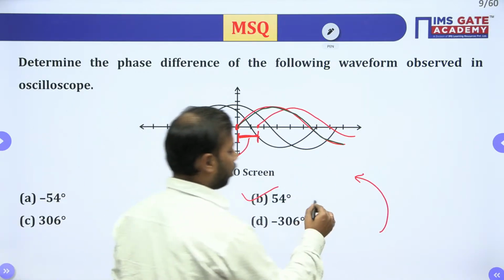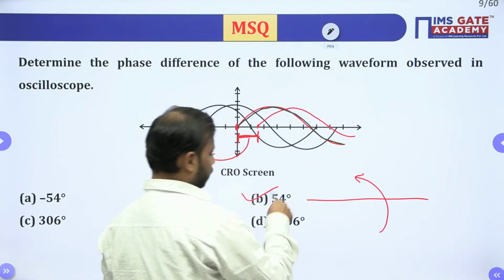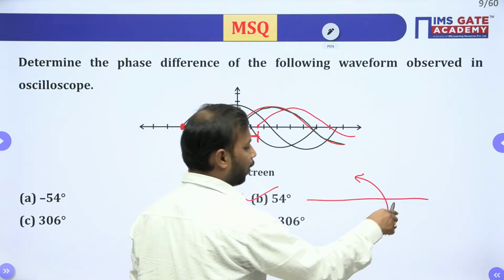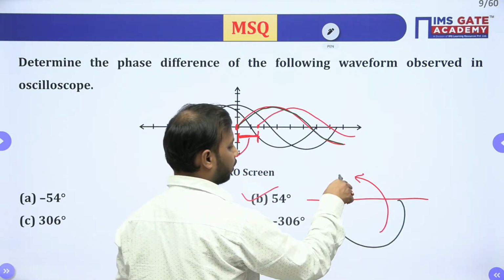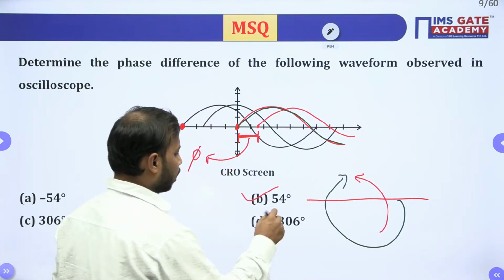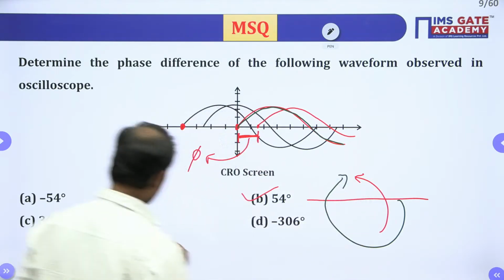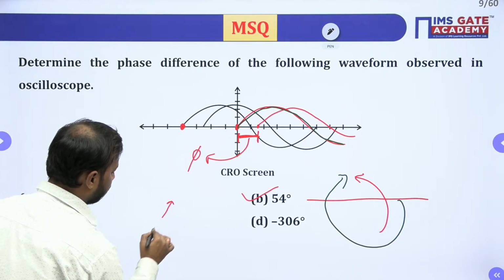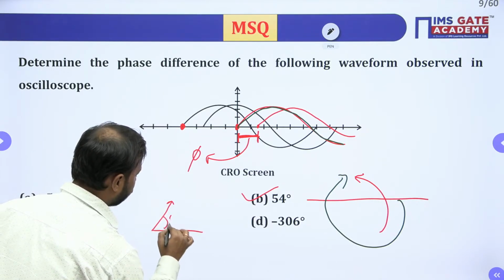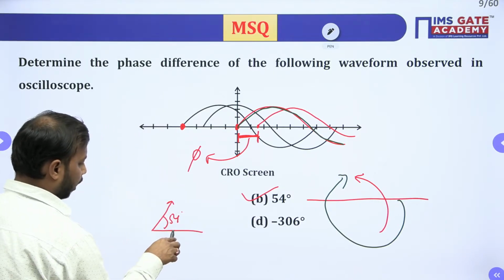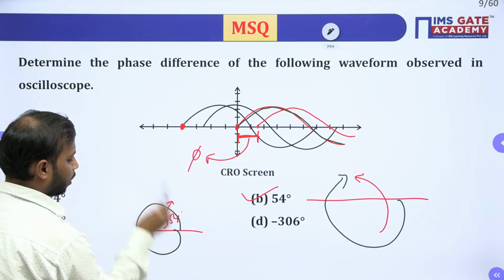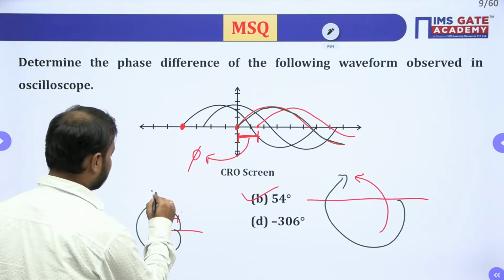Now, if you want this angle in a clockwise manner, so you will have to move in this manner, in this direction. So, suppose this is your 54 degree. This is your 54 degree. And this is one complete angle, which is 360 degree.